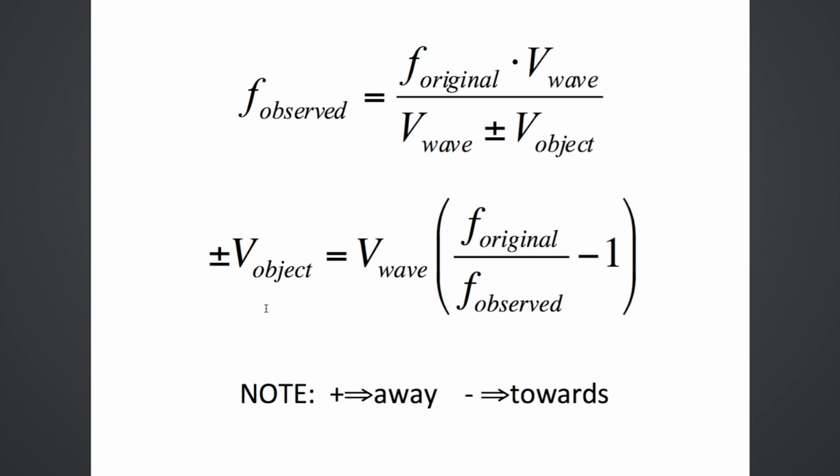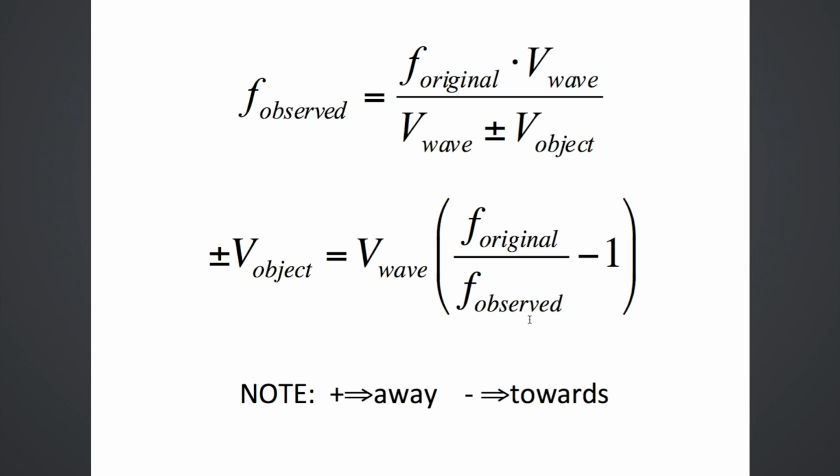We can also look at it in terms of the velocity of the object, okay? We can actually find the velocity of an object if we know what the velocity of the wave is, and if we know the original frequency, have a measurement of that, and the frequency of the observed. Sounds kind of weird. We'll actually do this with a car horn, okay?